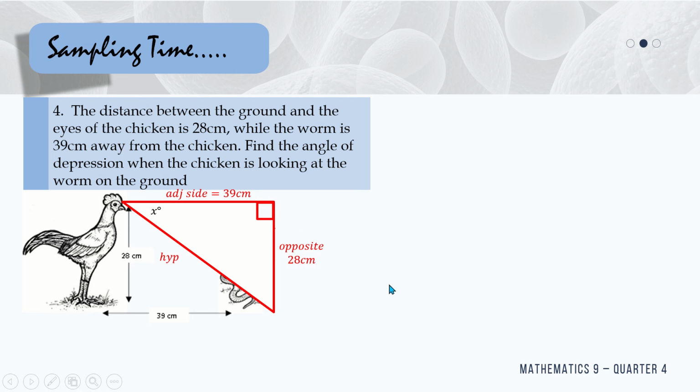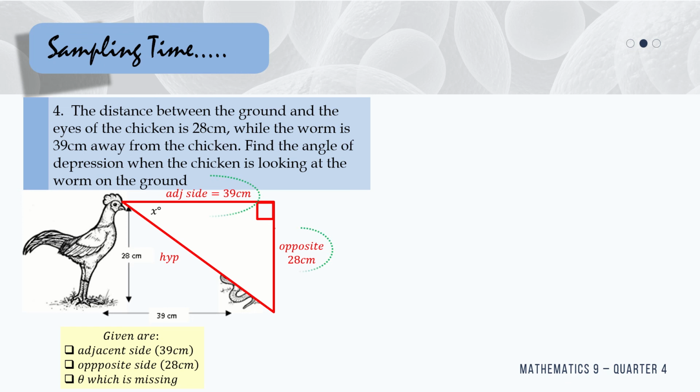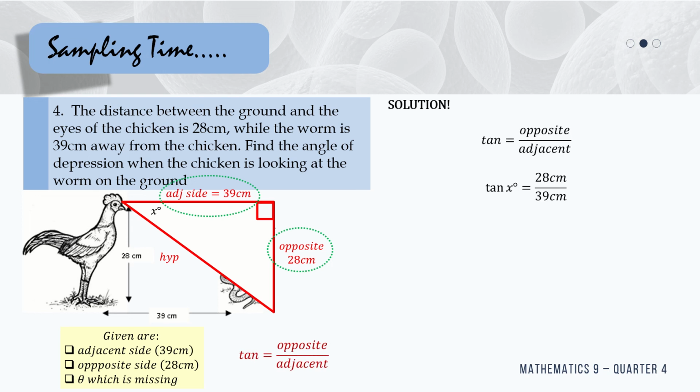So, what function are we going to use? What trigonometric ratio? So, given ang adjacent side, 39 centimeters, opposite side, 28 centimeters, and the theta is missing. Okay? So, opposite o adjacent. So, obviously, this is tangent function. So, for our solution, tangent is equal to opposite over adjacent. So, tangent of the given reference angle, missing ang reference angle. So, tangent x degrees is equivalent to opposite side, 28 centimeters over adjacent, which is 39 centimeters.